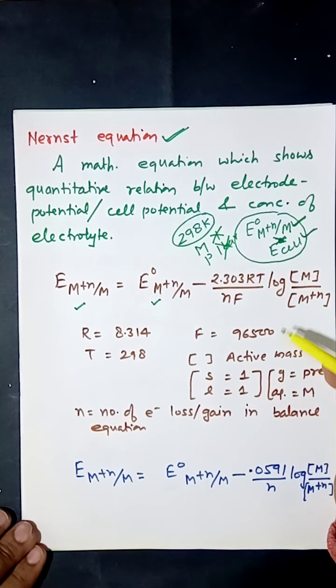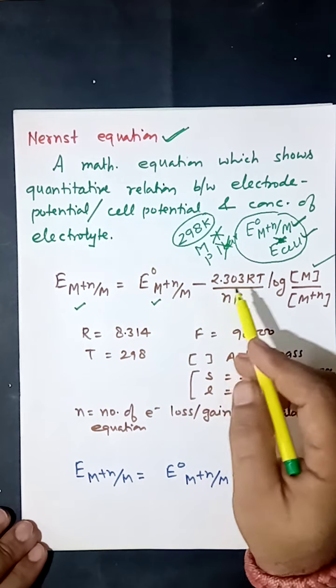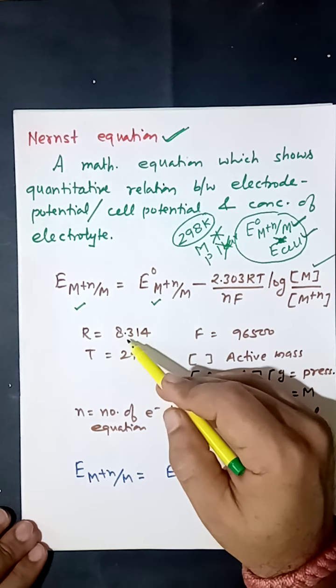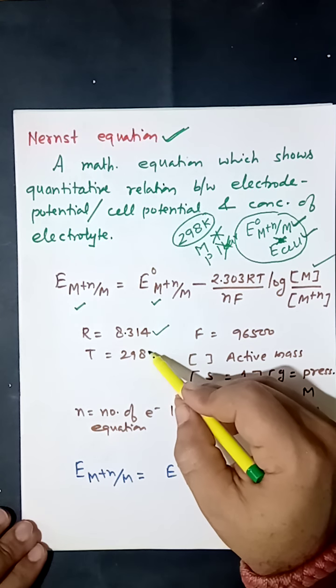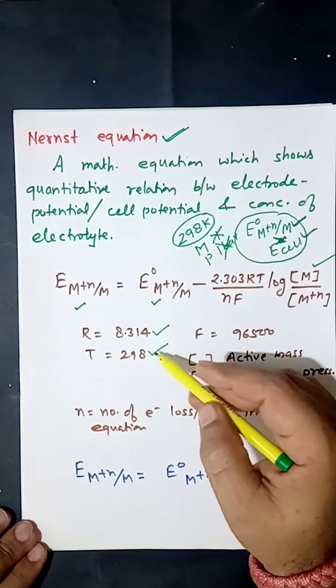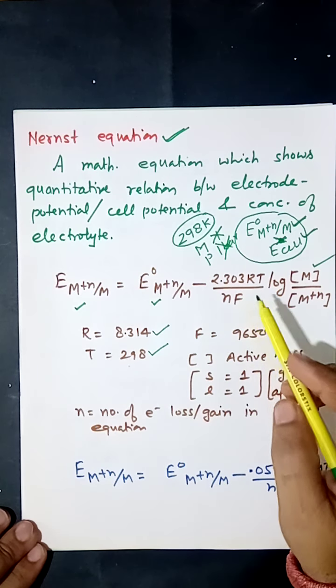Derivation is not part of our syllabus, so our task starts from this particular equation. This is in standard condition. You will be given it in the question paper. R is 8.314, it is constant. As I told you, temperature is always constant for us as per our syllabus. It is 298 Kelvin. F is Faraday's constant.